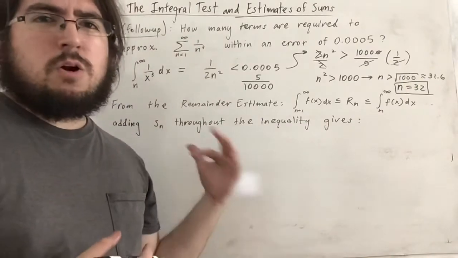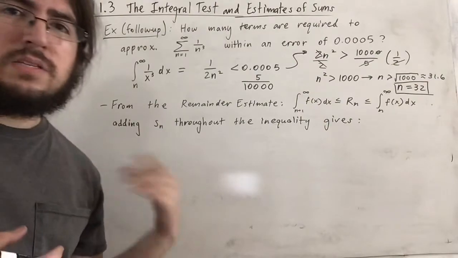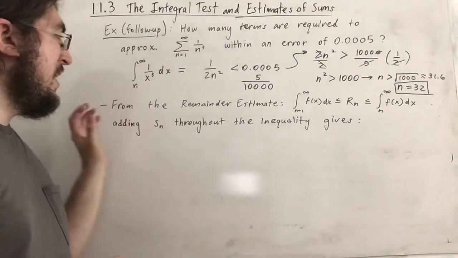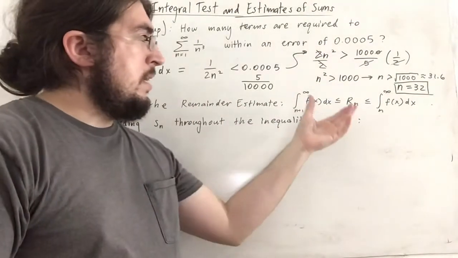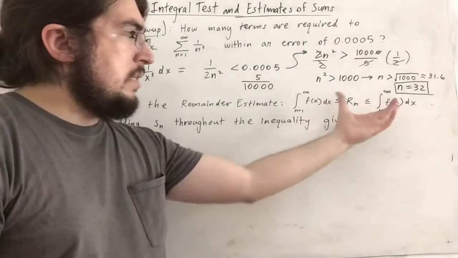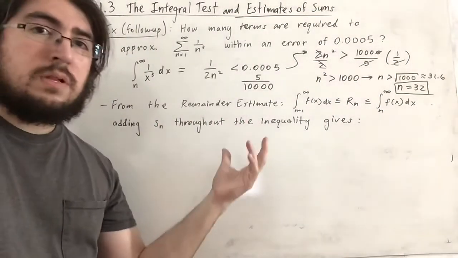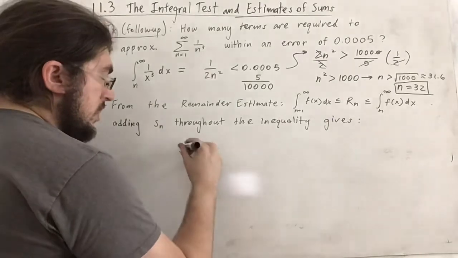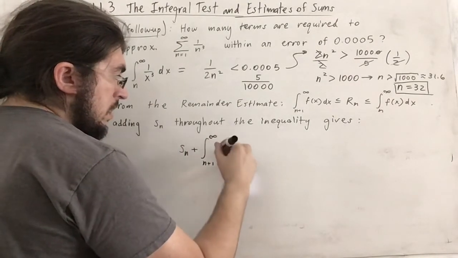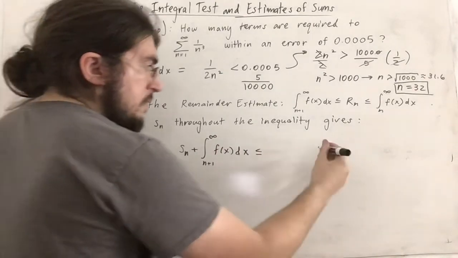In fact, we'll go a little beyond with the next idea here. And I know this video is getting kind of long, but this is the last thing we're going to see, believe me, for 11.3. So from the remainder estimate, this inequality, we saw this previously, R sub n is in between these two integrals. Adding S sub n throughout the inequality will give the following. Well, the outer terms will just be S sub n plus this integral, and I'll leave the middle one.